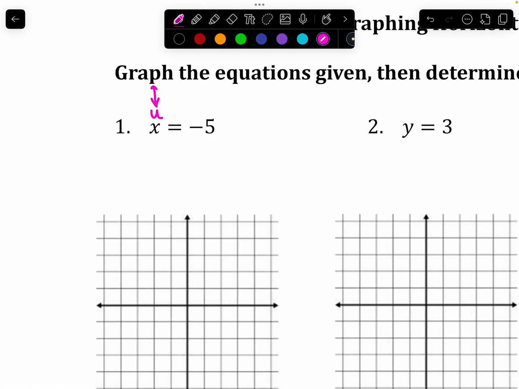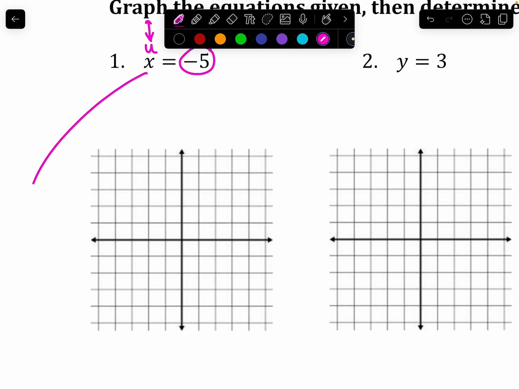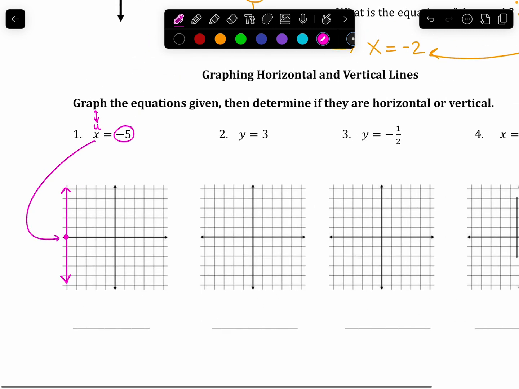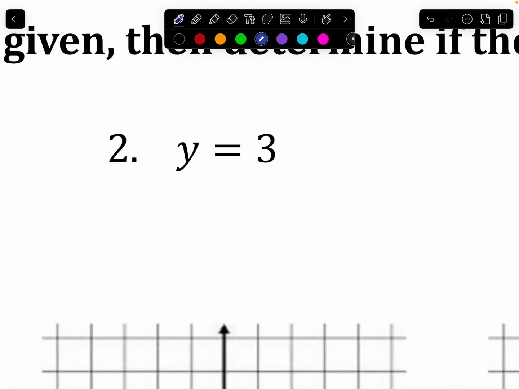Now, my line has to go up and down at -5 wherever my x-axis is. So I'm going to go to the x-axis, which is here, and I'm going to find -5. 1, 2, 3, 4, 5, which is here. And because my line is vertical, it must go this way. Because I have already talked about the fact that this was a vertical line, that is going to go here. This is vertical.